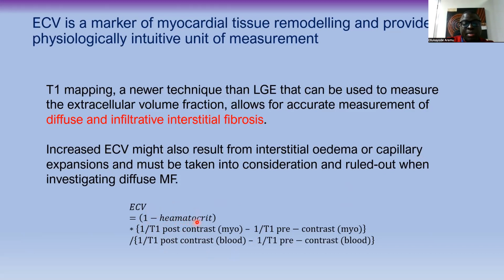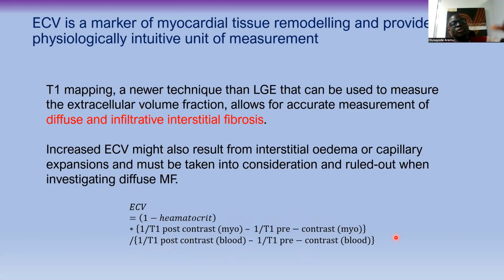It is 1 minus your hematocrit value, multiplied by the ratio of your post-contrast T1 in the myocardium minus the ratio of your pre-contrast T1 in your myocardium, divided by what you see in the blood and what you see in the myocardium. So that is your ECV. It is a derivative of T1 mapping.